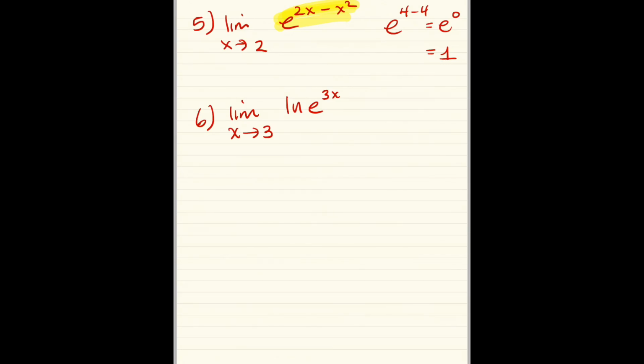This is not appropriate to do by substitution because, remember, we're not really plugging in 2. We're plugging in 2.0001 and 1.99999. You're plugging in a number to the left of it and to the right of it, and you're going to see if it approaches the same number.